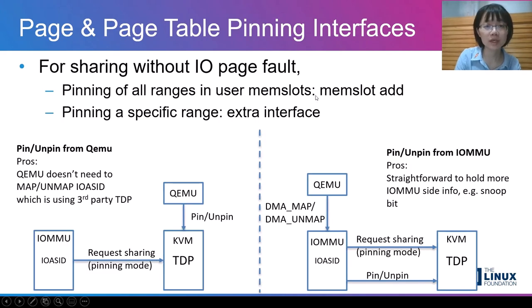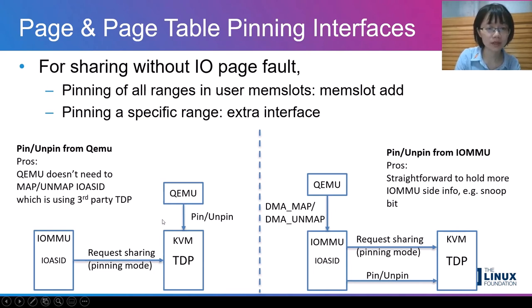For the page and page table pinning interfaces, in the IO page fault not supported case, if we want to pin all ranges in user memory slots, we can do that in the memory slot add interface. But if we want to only pin a specific range for DMA, then we need to introduce a separate pin and unpin interface. We can do it in two ways.